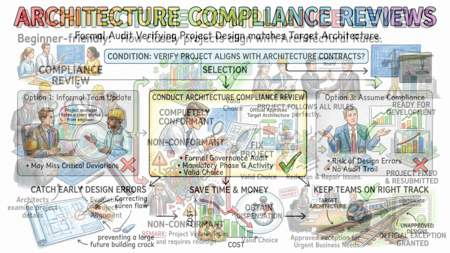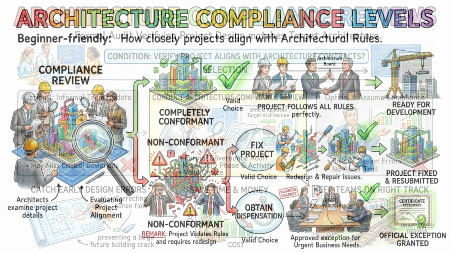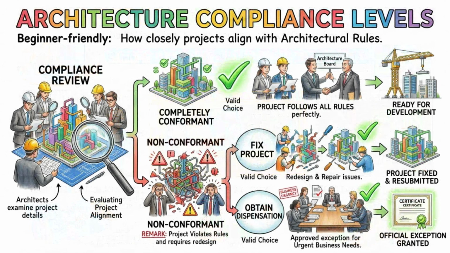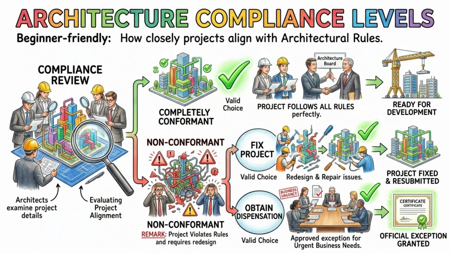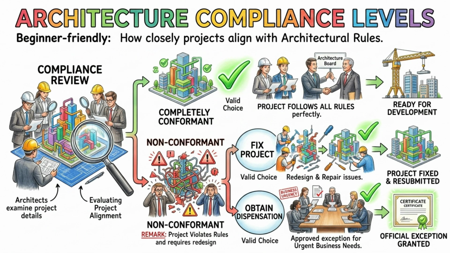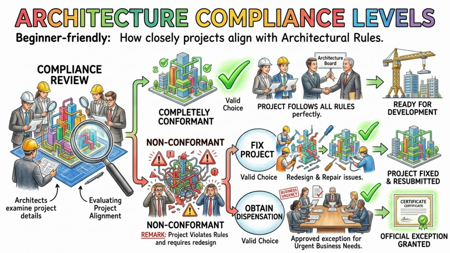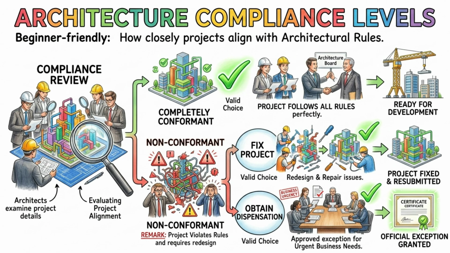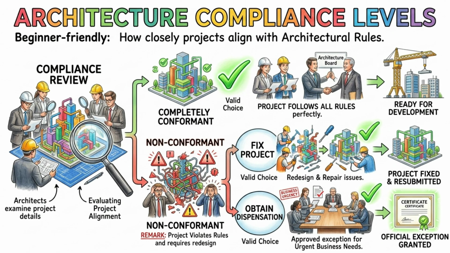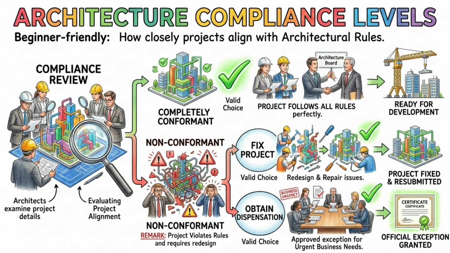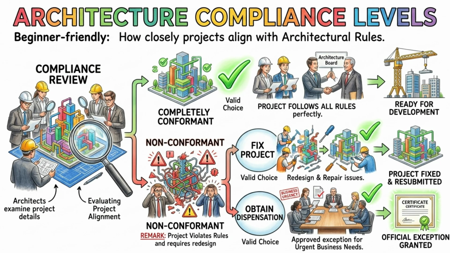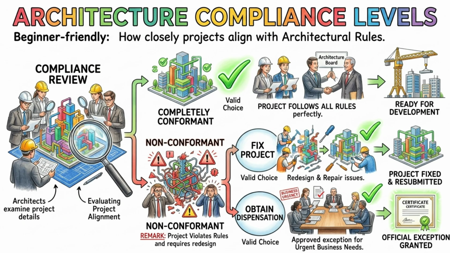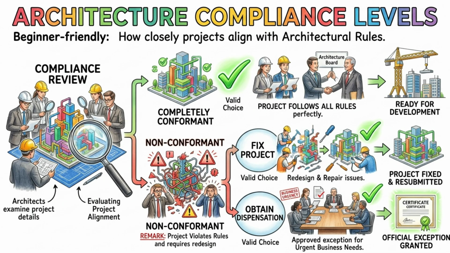When conducting these reviews, architects evaluate projects using specific levels of architecture compliance, which measure how closely a project aligns with the rules. A project might be completely conformant, meaning it follows every rule perfectly, or it might be non-conformant, meaning it breaks the rules and requires redesign. Sometimes a project is granted a formal dispensation, which is an approved exception to break a rule due to urgent business needs. The exam often tests your ability to understand that non-conformant projects must either be fixed or receive an official dispensation from the architecture board.